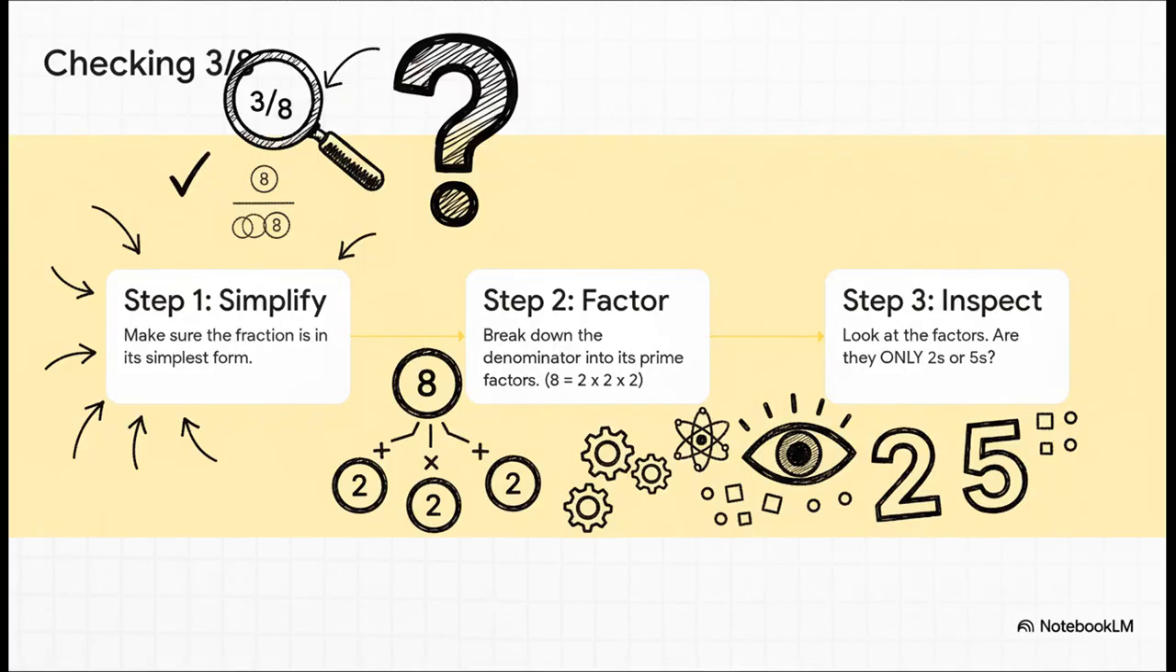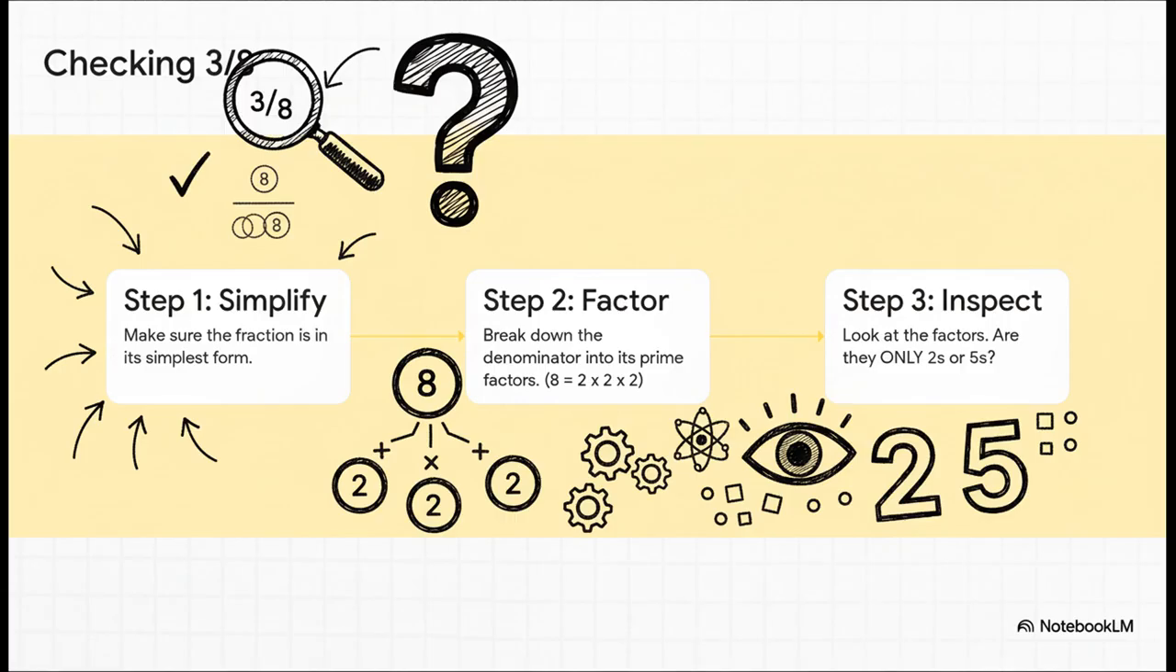All right, so here's our detective method. It's got 3 simple steps. Let's try it out with the fraction 3/8. Okay, step 1. Make sure the fraction is as simple as it can be. 3/8? Yeah, that's already simplified. Check. Step 2. We need to look at that bottom number, the 8, and break it down into its smallest building blocks. We call these prime factors. So what numbers multiply to make 8? Well, it's 2 times 2 times 2. Think of them like Lego blocks.